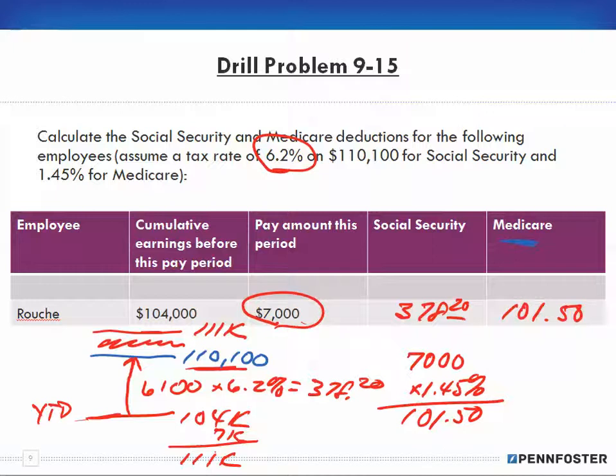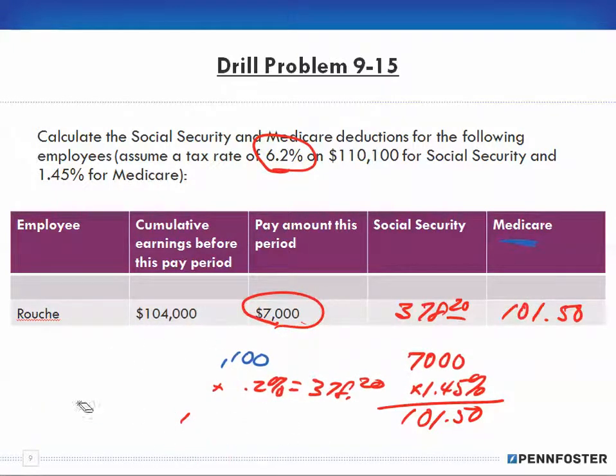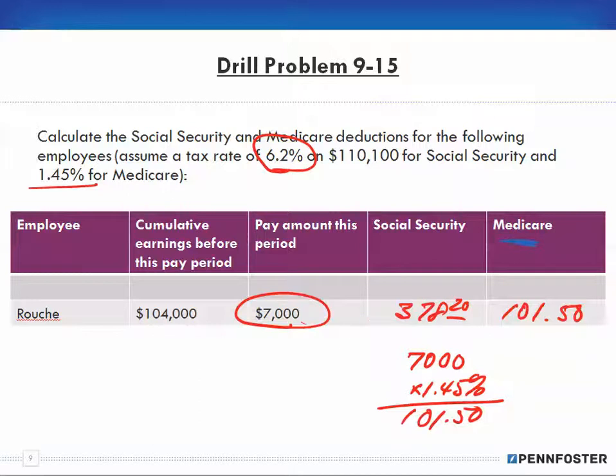Okay, let me erase that and briefly and quickly go over it again. We know how we got the Medicare. Medicare has no limit, so you're going to pay 1.45% on whatever amount of the wage is, regardless. So 7,000 times 1.45% gave us our Medicare. But when it comes to Social Security, you have to pay attention to the limit. You're always going to be comparing the year-to-date figure.